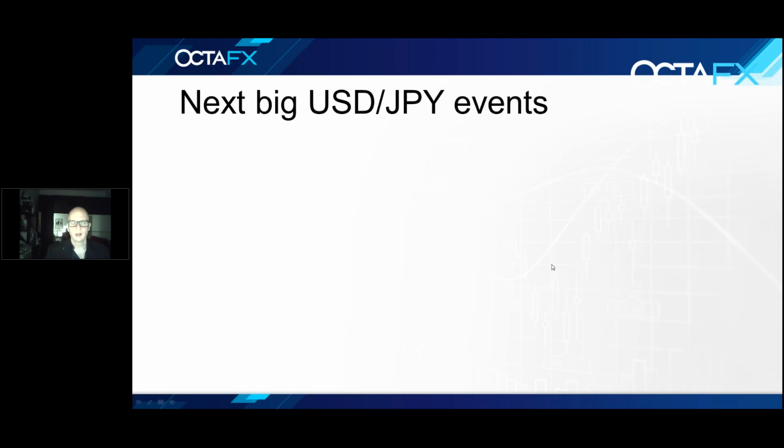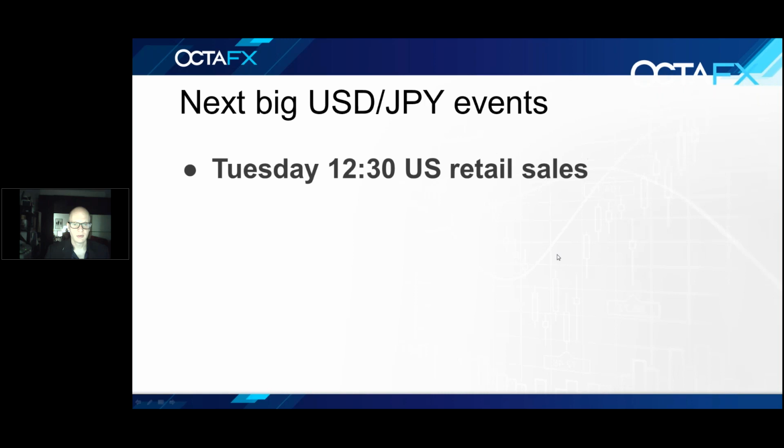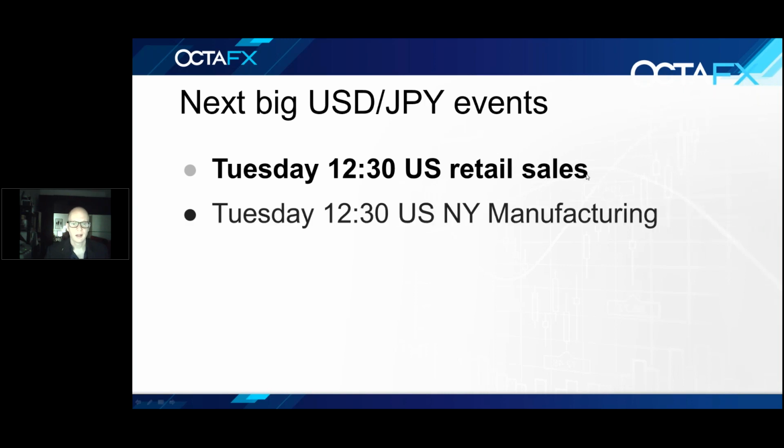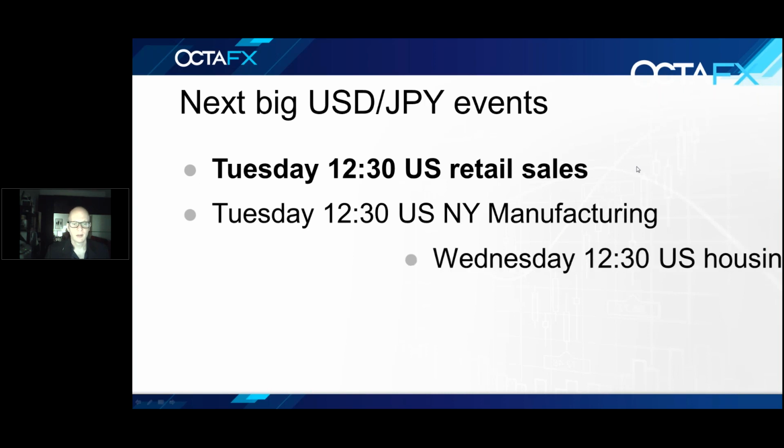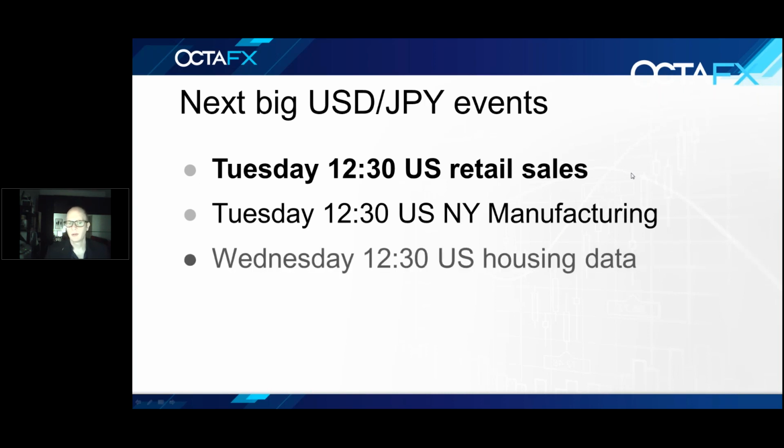Okay, let's talk about other events. Next week, we have retail sales on Tuesday, very important, of course, because the US economy is all about consumption. We have the New York Manufacturing Index as well on Tuesday. On Wednesday, we have housing data, building permits, and housing starts. For a meaningful reaction, we need both figures to move in the same direction. Sometimes they just offset each other. One comes out above expectations, the other below expectations, so watch out for that.